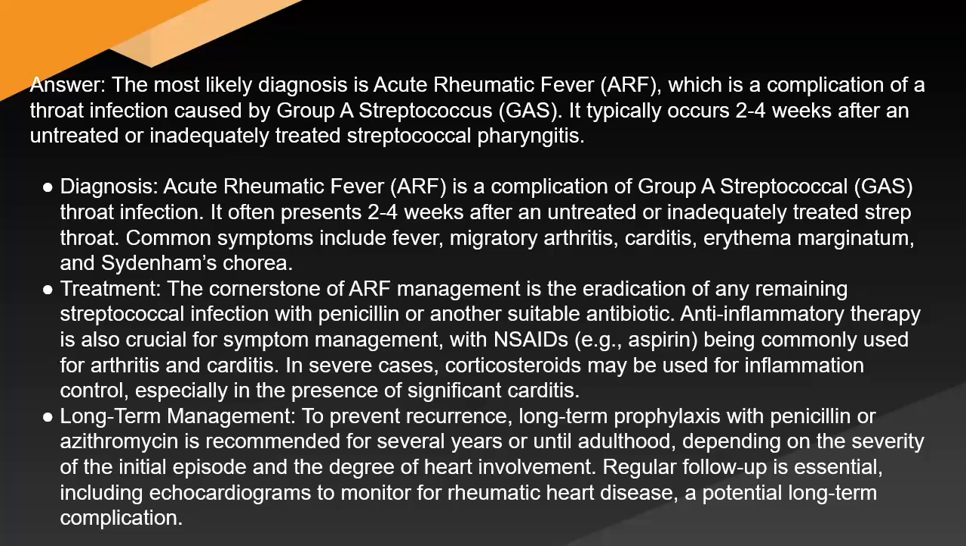Long-term management: to prevent recurrence, long-term prophylaxis with penicillin or azithromycin is recommended for several years or until adulthood, depending on the severity of the initial episode and the degree of heart involvement. Regular follow-up is essential, including echocardiograms to monitor for rheumatic heart disease, a potential long-term complication.